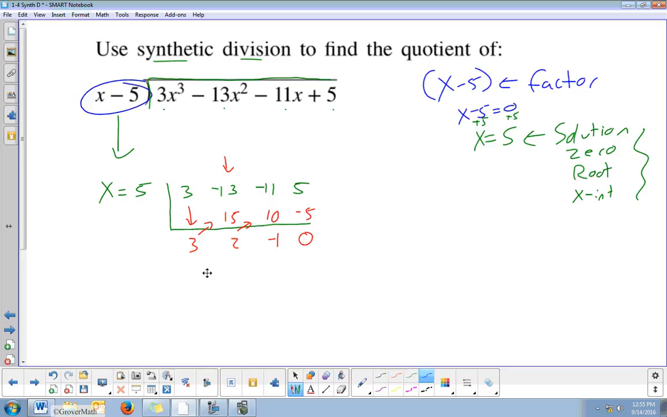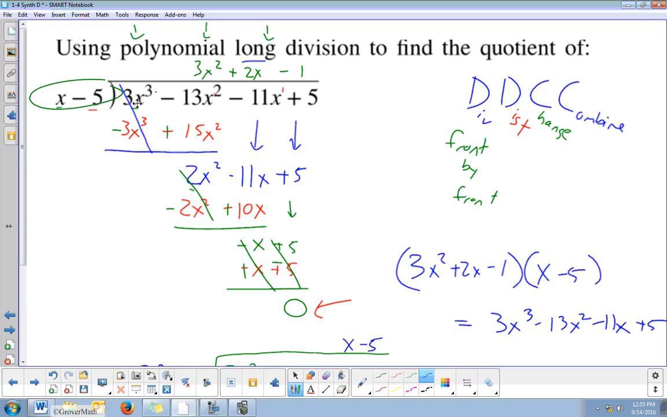What's left down here? The highest exponent of the dividend is 3. We go 1 less than that. So this would be 3x squared. And that makes sense if you think about it, because we're dividing out an x from an x cubed term. You're going to be left with an x squared. And think about the long division. Our first term when we divided 3x cubed by x was 3x squared.